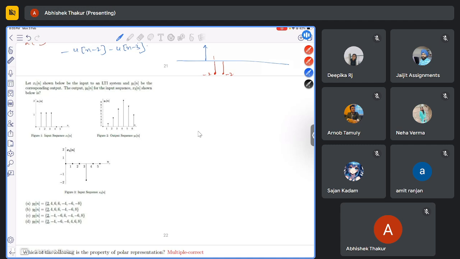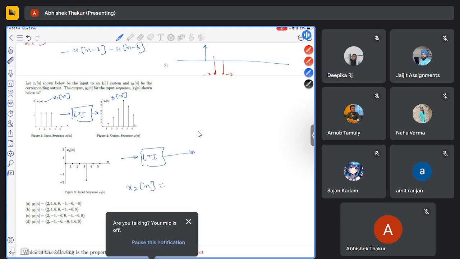Now, the next question. Let x1n, this is our x1n, shown below to be the input to an LTI system and y1n be the corresponding output. So there is an LTI system which gives this output. Now the output y2n for the input sequence x2n will be. So for the same LTI system, what will be the output when x2n is given? So what will be the value of x2n here?